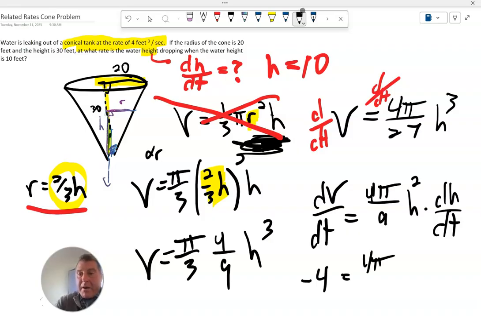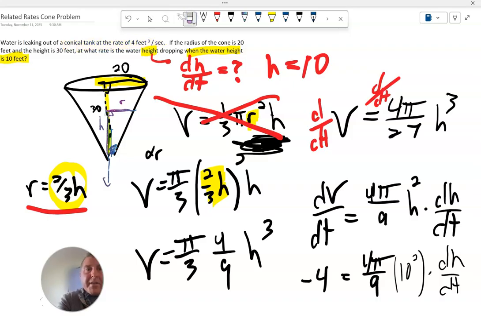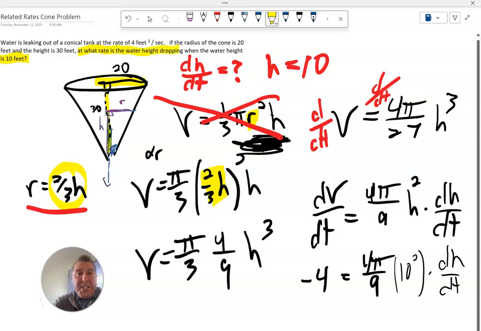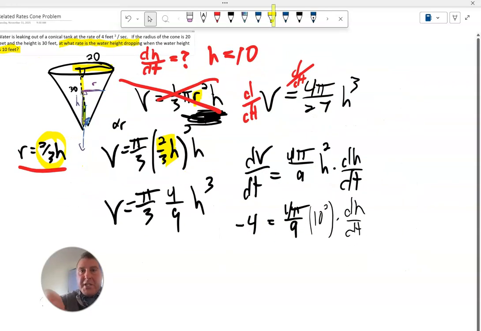I'm going to bring the 4 pi over 9. I know the height at this moment. Okay, it says when the height of the water is 10 feet. So I'm going to plug a 10 in for that height, which gets squared and becomes 100. And then I'm left with the dh dt, which is what I'm solving for. Right? This is asking me to solve for at what rate is the water height dropping. Right? That's dh dt, the rate of change of the height of the water. Okay, so now all I have to do is clean this up and solve for dh dt.